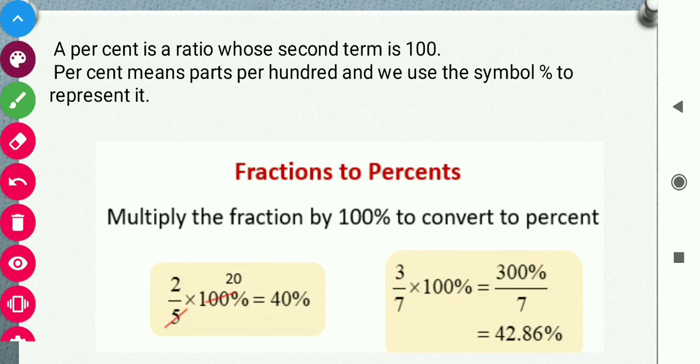So a percent means parts per 100, and we use the symbol % to represent it. Hope you have understood it.